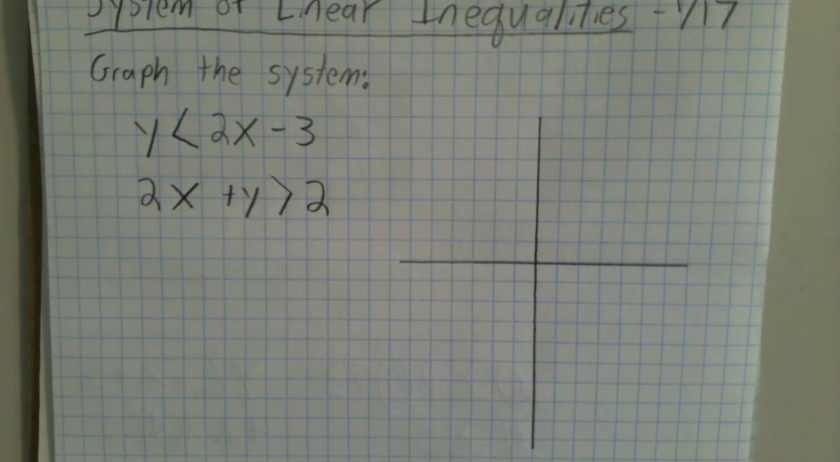So we're going to graph these one at a time. And we're going to do it the same way we did yesterday, but now we're just going to end up with two. Our first one is already in y equals mx plus b form. So all I need to do is identify the slope and identify the y-intercept and make my line from there.